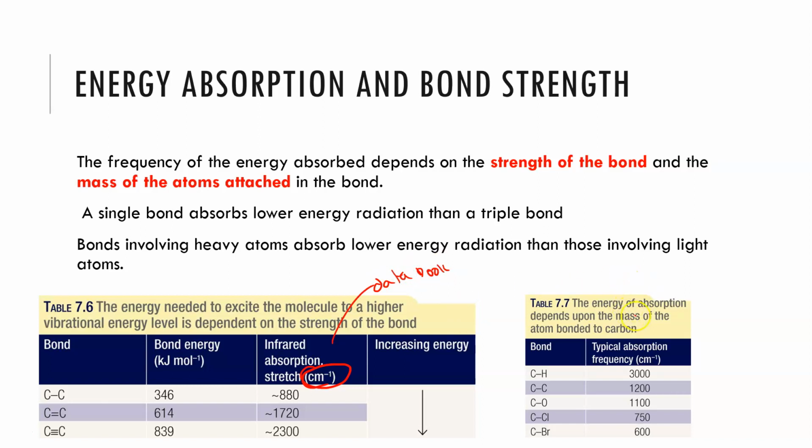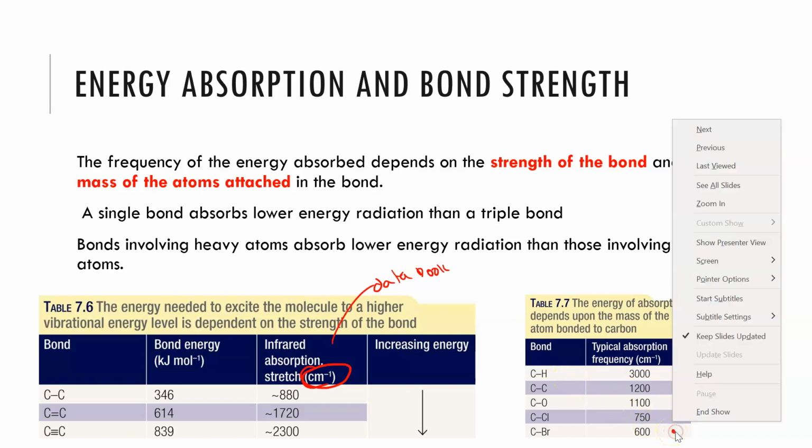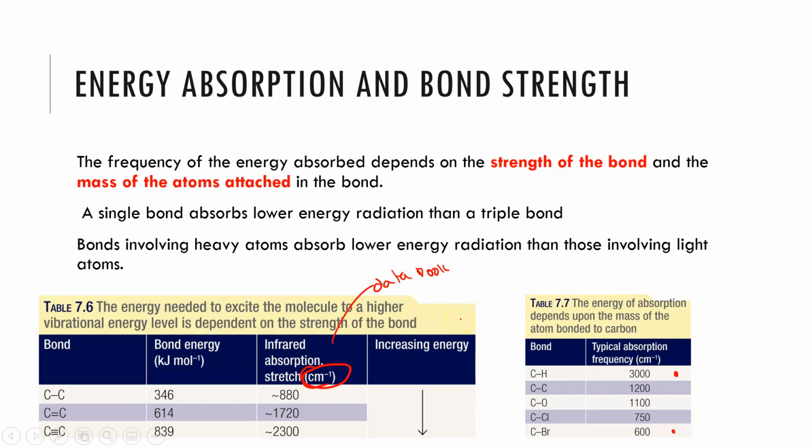The energy of the absorption also depends on the lightness of the atom. So here we can see high energy, 3000, for the small, less weighty hydrogen, whereas we see an absorbance at around 600 for the heavy bromine atom being attached to the carbon.